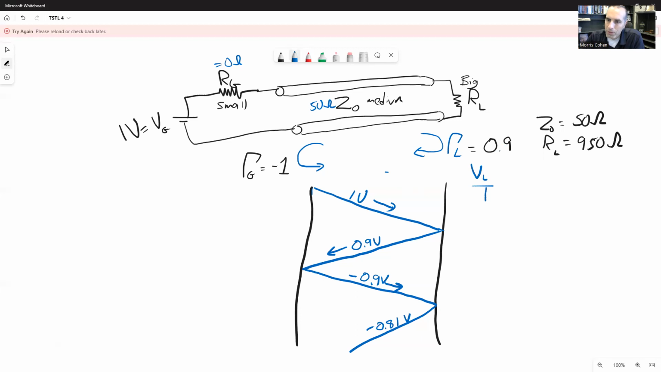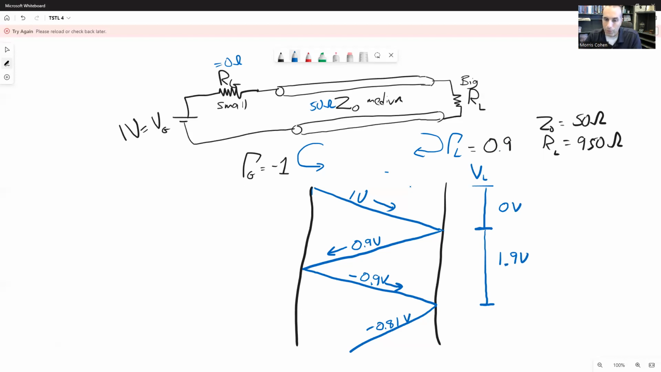All right, so let's track what's happening to the voltage on the load. It's going to start out for the first period of time at 0 volts because the first wave that's coming from the generator has not yet struck the load side. When it hits the load side, we're going to take this 0 volts, we're going to add the 1 volt that comes in, and we're going to add the 0.9 volts that's reflected. So after this point right here, we're going to have a load voltage of 1.9 volts. Again, take 0, add 1, add 0.9.